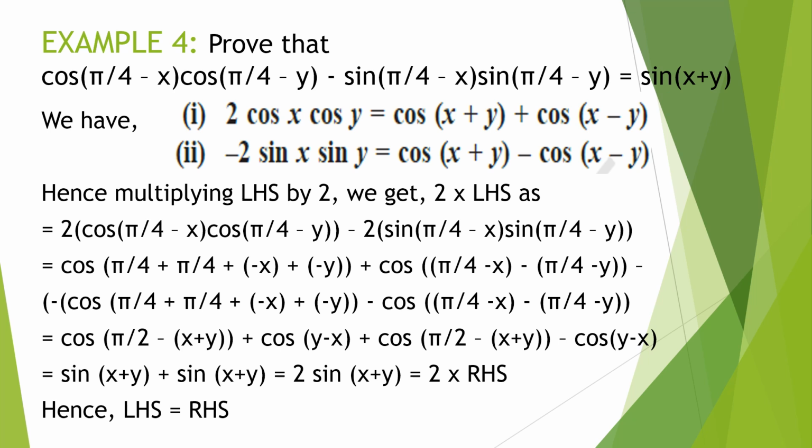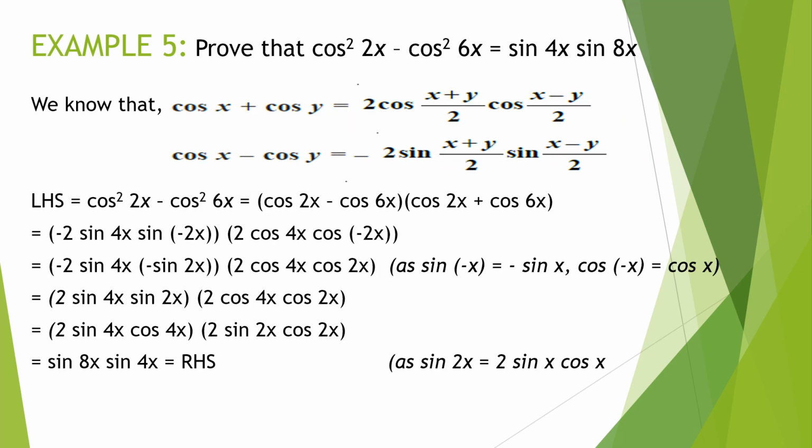So 2 into left hand side is equal to 2 into right hand side, and hence left hand side and right hand side are equal. Now example 5. Prove that cos square 2x minus cos square 6x is equal to sine 4x into sine 8x. Now we simplify the left hand side. We know a square minus b square is (a minus b) into (a plus b). So the left hand side will be (cos 2x minus cos 6x) into (cos 2x plus cos 6x).